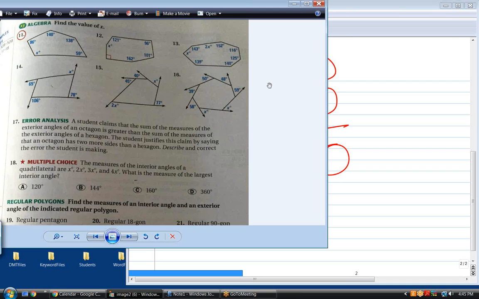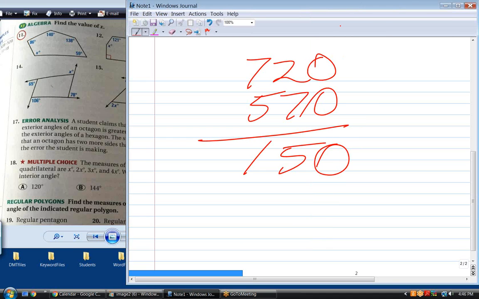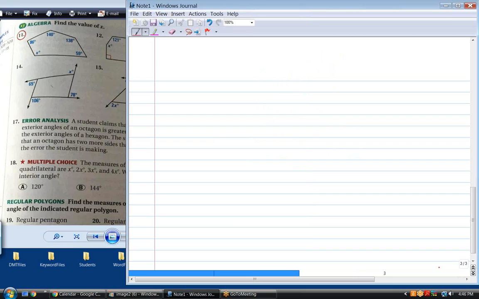Okay? Let's look at 14, 15, and 16 because they deal with exterior angles. So what equation can I write on 14? 360 divided by n. On 14? Yeah. This one here? I think so. Okay. What's the sum of the exterior angles? It's always 360, no matter how many sides.